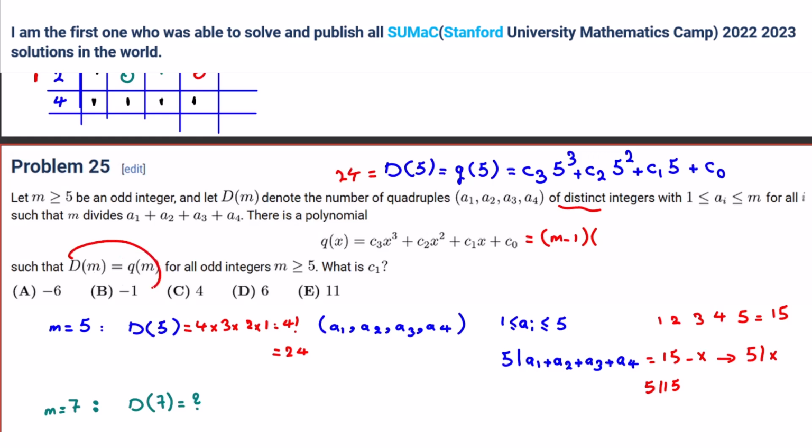Because here qm equals dm for all of them, for all odd integers, you can say this. So they should be equal. Okay, because look, if these two are equal for more than 4 values, then all coefficients are equal. Do you know why?